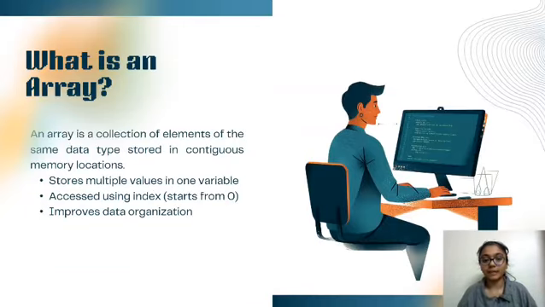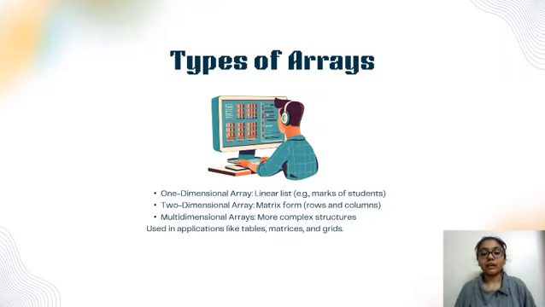In this slide, I'll be explaining what is an array. An array is a collection of elements of the same data type stored in continuous memory locations. Instead of creating multiple variables, we can store everything in one array and access it using an index starting from 0.